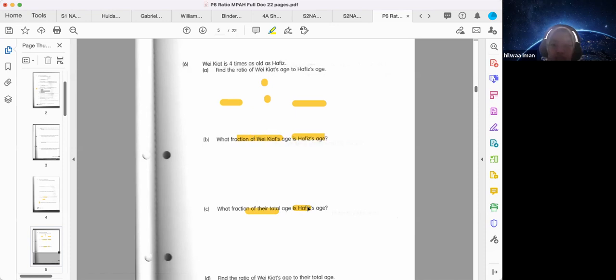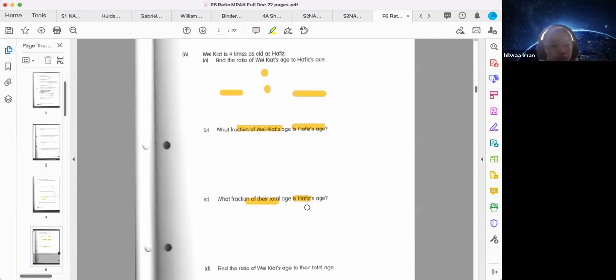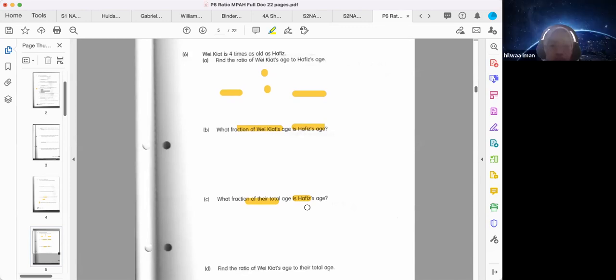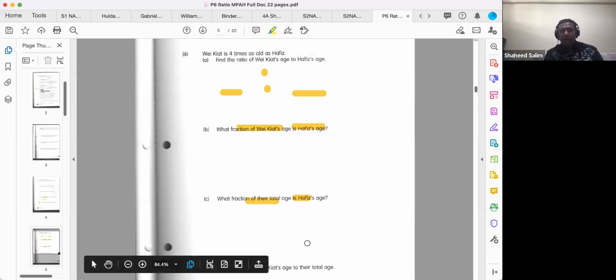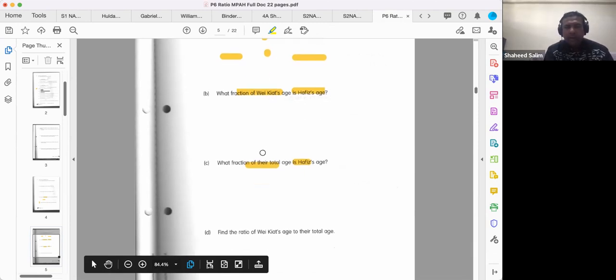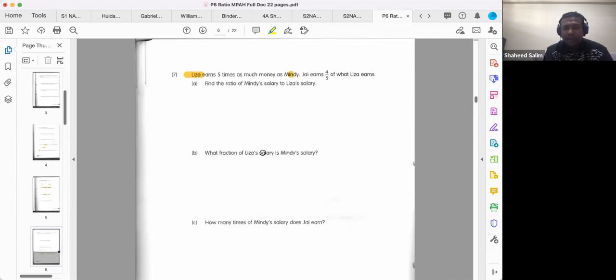1/6. 5 lah. 4 plus 1, 5. Correct. 1/5. Okay, the last one. Find the ratio of Weiqet's age to their total age. 4/5. 4:5. When you have a ratio down here, you must use a dot like that. 4:5. All okay, clear? So far, you are all right. Okay, here we go. Number 7.